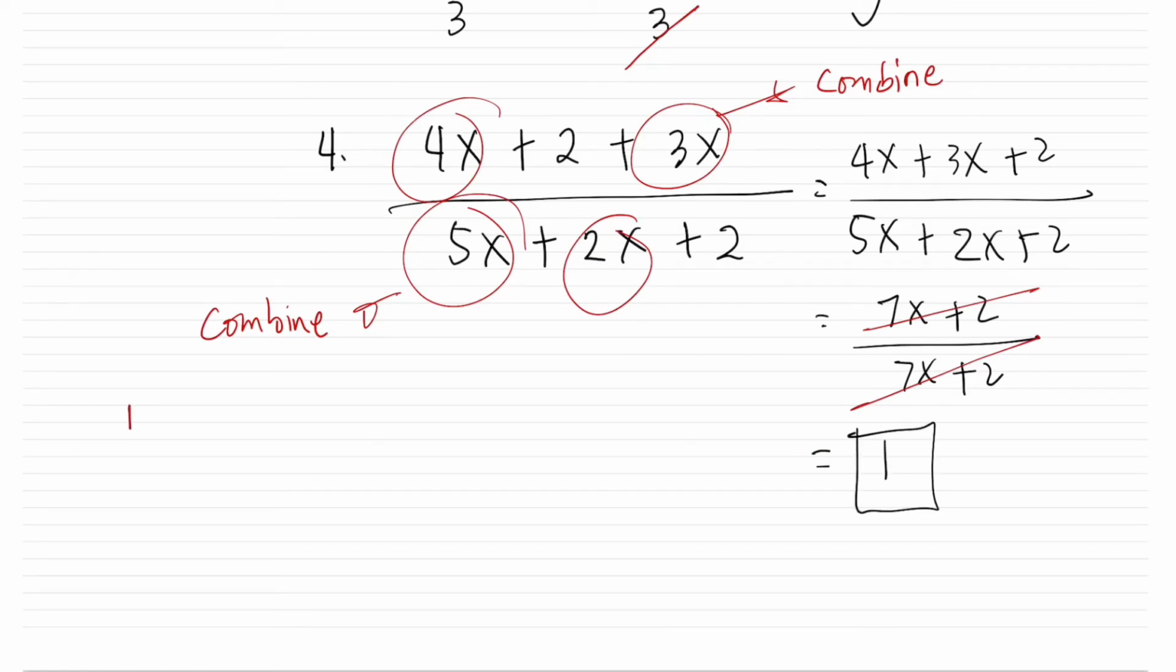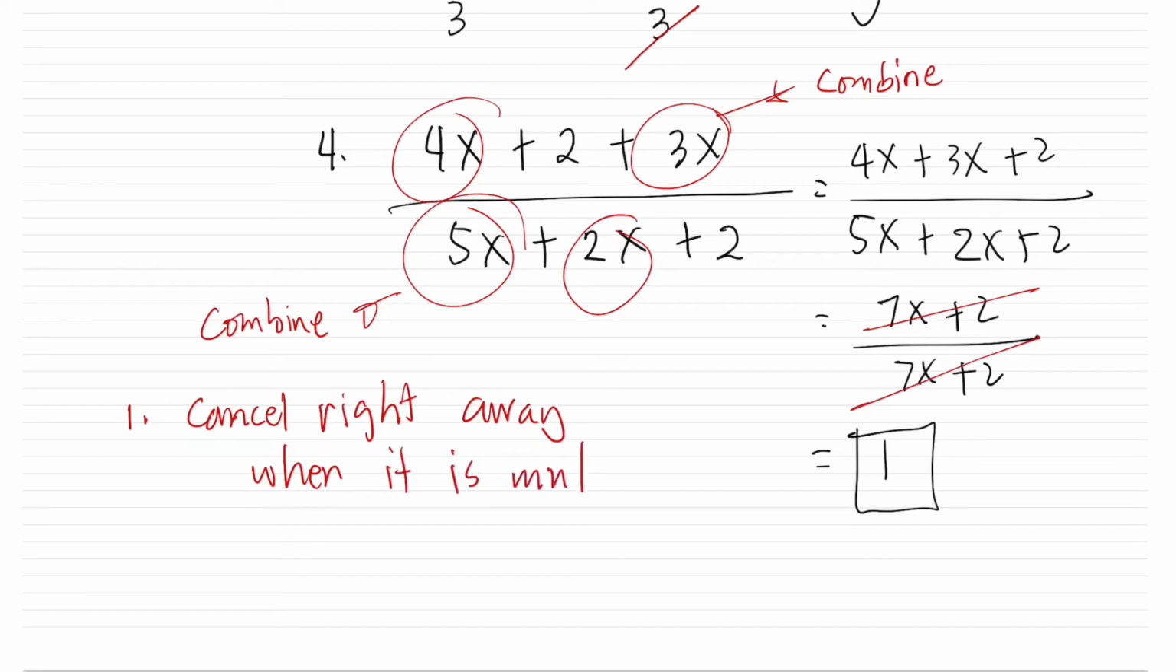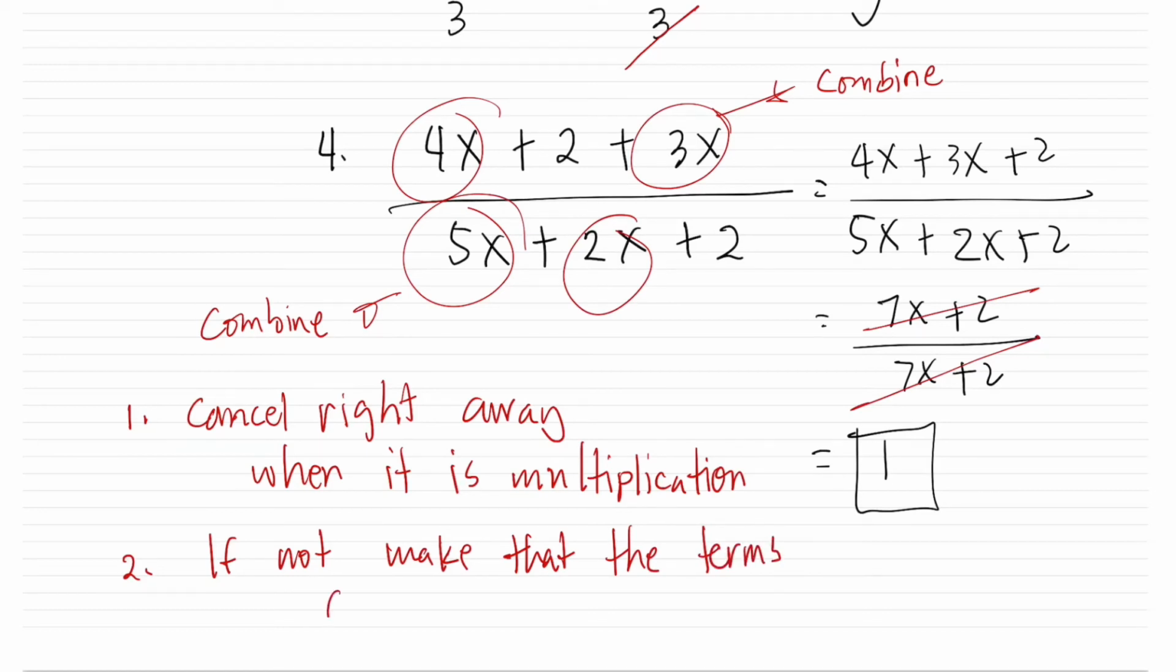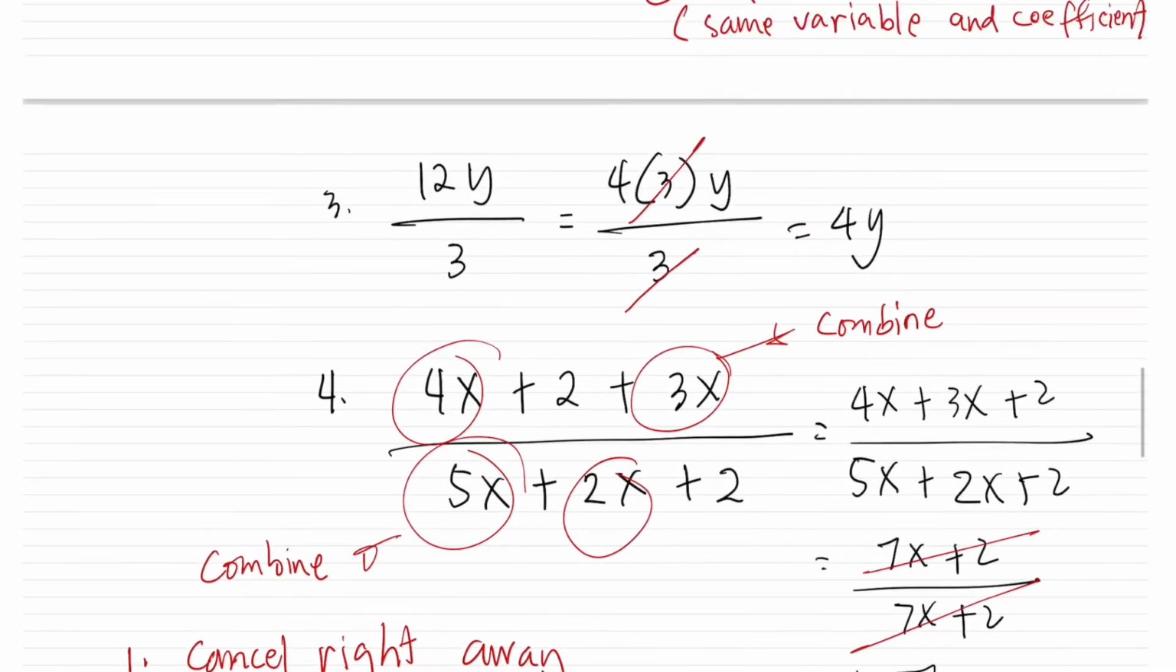Again, remember this: cancel right away when it is multiplication. But if not, make sure that the terms are the same. If not, make sure the terms are the same. So this is how we divide algebraic expressions.